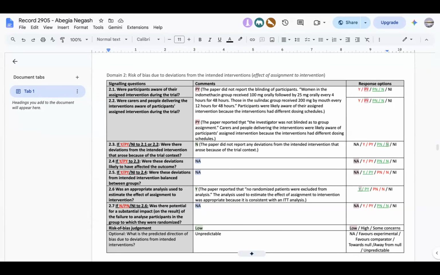I also put no information for 2.2 as well. Okay. Can you tell us why? I referred back to the fact that there's no explicit statement about blinding of participants along with the carers. But I also noted that the principal investigator was not blinded to the group assignment. Okay. Do we know if the principal investigator performed any of the carer activities, or do we just not know that one way or the other? I don't think we know that.